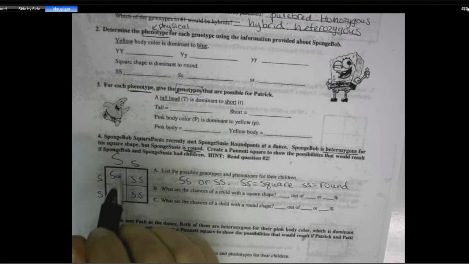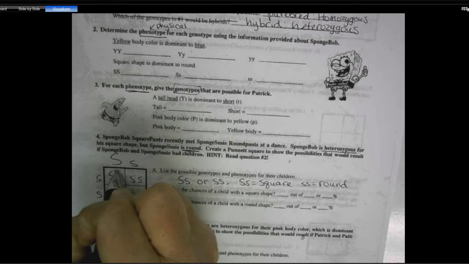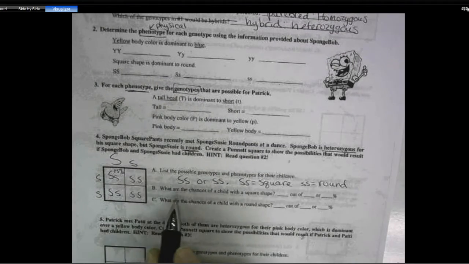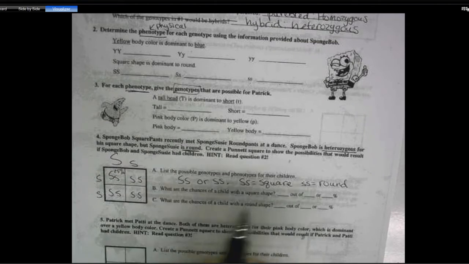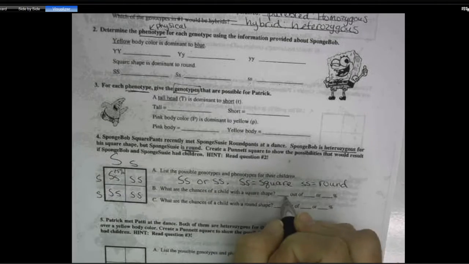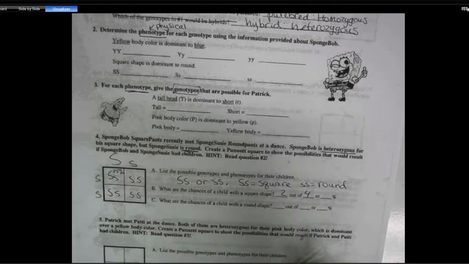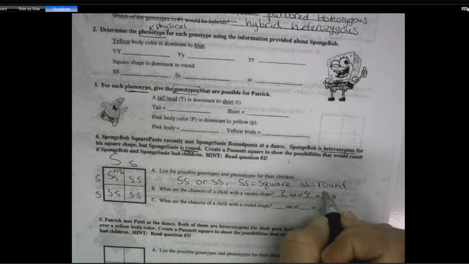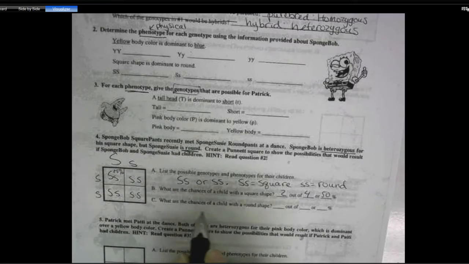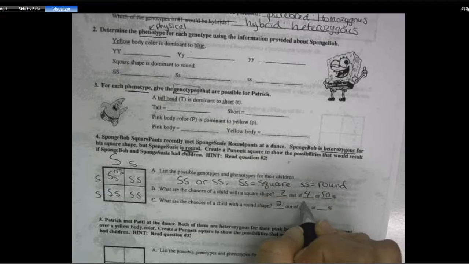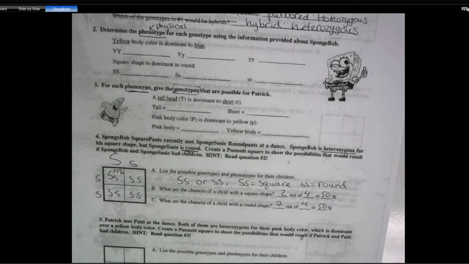And what are the chances of a child being a square shape? Well, these 4 squares make up 100%. So that's why each square is worth 25%. Okay? And it says, what are the chances of a child with a square shape? Well, we have 2 out of 4 squares that are going to be square shape, or that would be 50%. And what are the chances of a child with a round shape? Well, again, we have 2 out of 4, so that would be 50%.